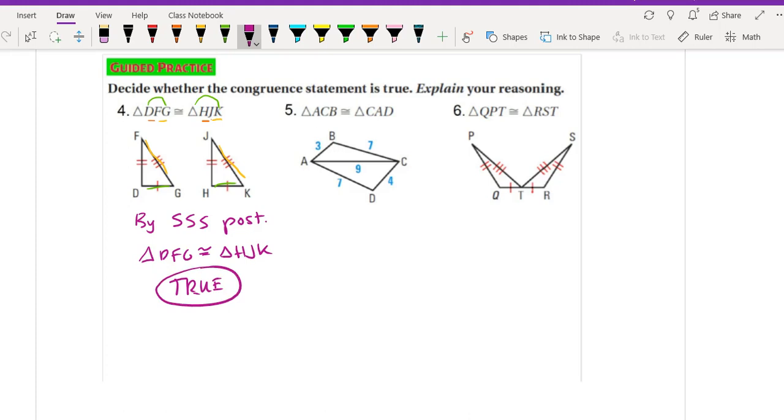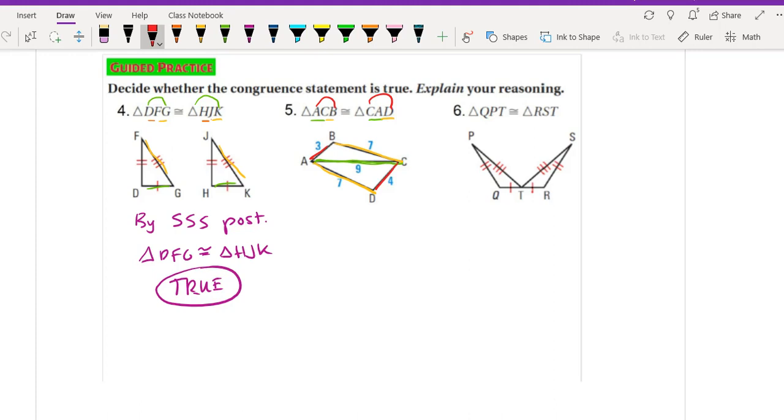All right, let's look at the next one. Is AC congruent to CA? AC is 9. CA is also 9. So far, so good. We check CB and AD. CB is 7. AD is 7. All right. Last one, AB is 3. CD is 4. So close.